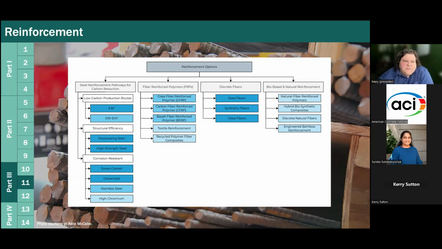maintenance or replacement. We looked at FRPs, a whole bunch of different FRPs. We did a bunch of fibers, specifically steel, synthetic, and glass. And then we pulled all the bio-based natural reinforcements into their own section, and discussed those there.